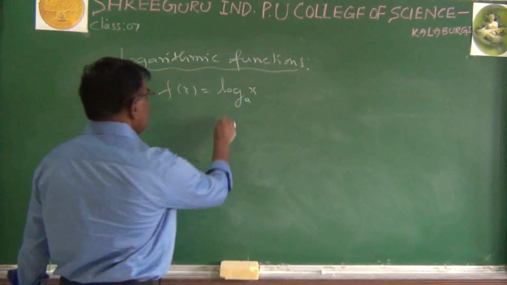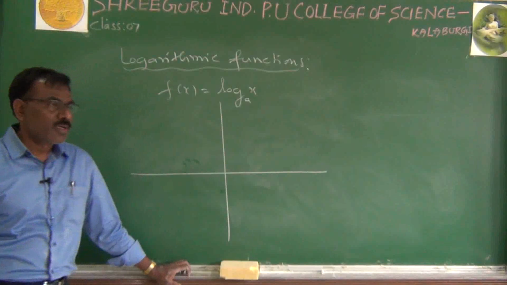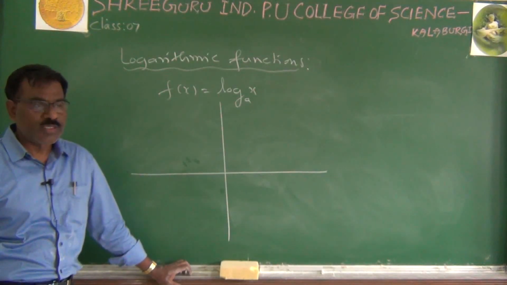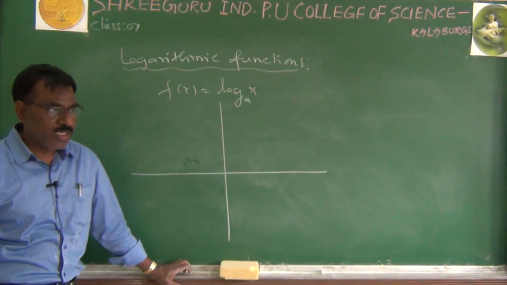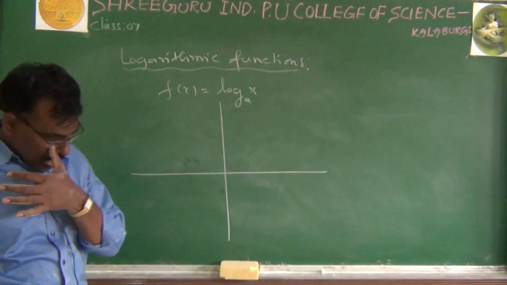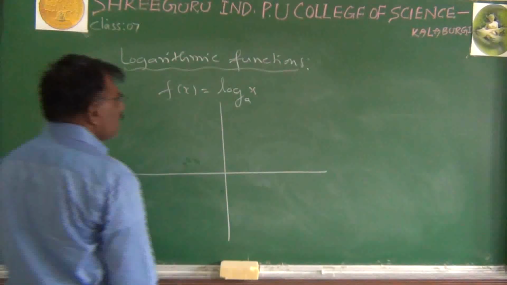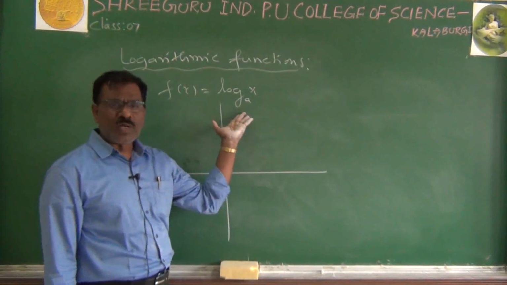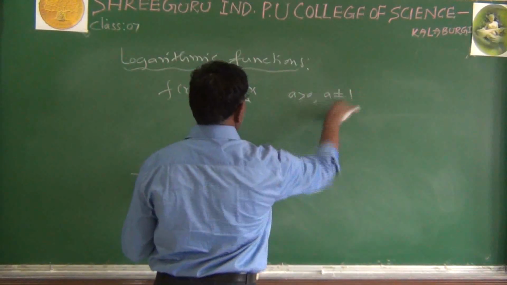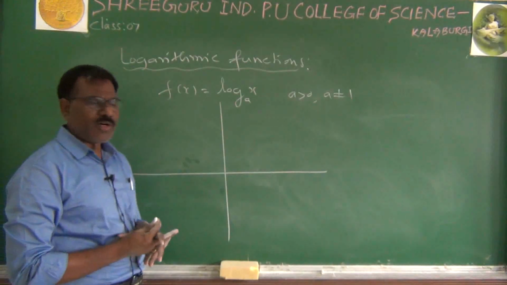So how does the graph come here? The graph is very important. x must be positive, x is not negative. For log x to the base a, x is positive, and a is positive and a is not equal to 1. This is the logarithm function.